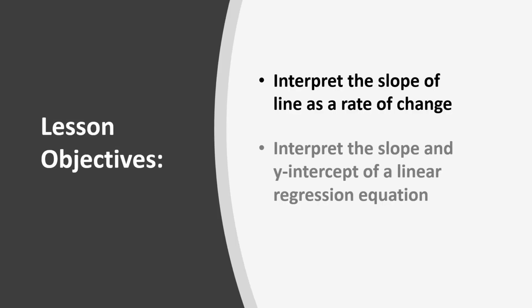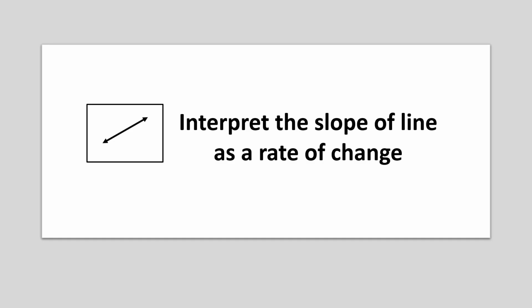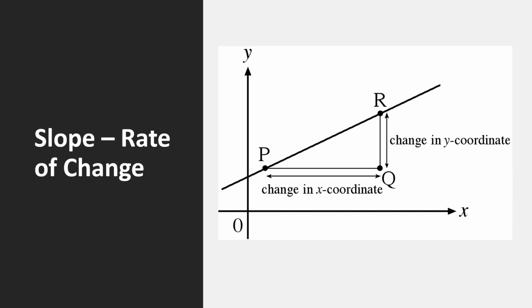Slope. Lesson objective: interpret the slope of a line as a rate of change. The slope is the change in y over the change in x. It tells us how much y is changing relative to how much x is changing. That number will give us the pitch or the steepness of the line. That is slope. Let's look at some examples.